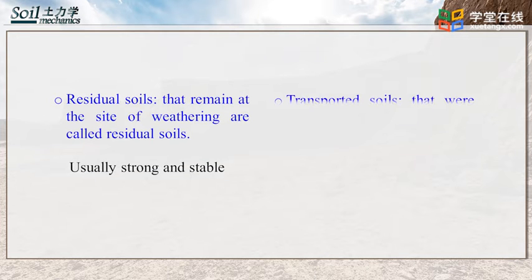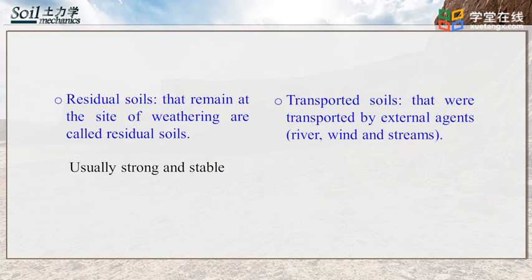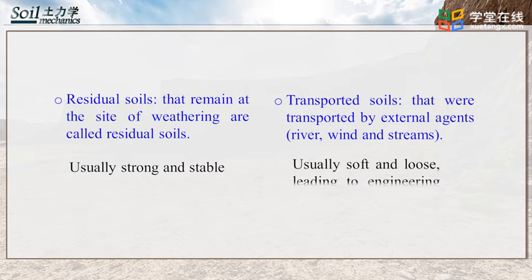Those soils that were transported by external agents such as wind, rivers, and streams are called transported soils. The composition of these soils depends on the environment under which they are transported and is often different from their parent rock. Many transported soils are soft and loose and may lead to serious problems.